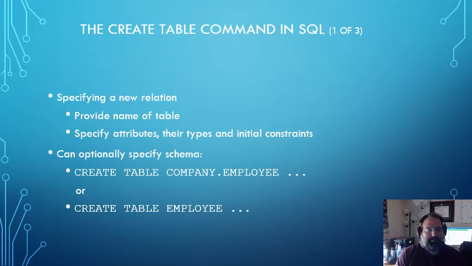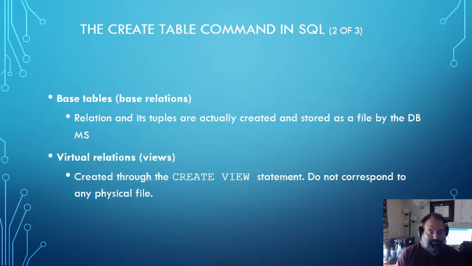This is typically used to specify a new relation, provide a table name, and specify attributes, types, and initial constraints. You can optionally specify a schema. So a table can also optionally say that it is part of a schema. So create table, schema name dot table name is the basic idea, or you can simply say create table employee, and it goes within the current or active schema.